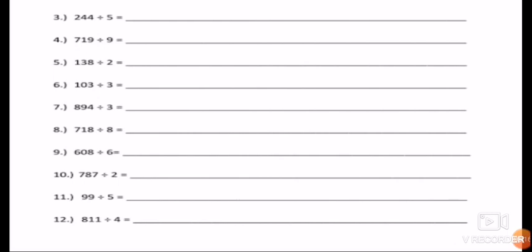Yes, that's correct. The rounded off of 608 will be 600 divided by 6. And the estimated quotient will be, yes, that's correct, 100. Now the 10th question is 787. What will be the rounded off of 787?